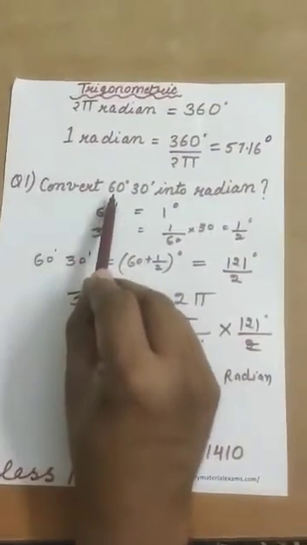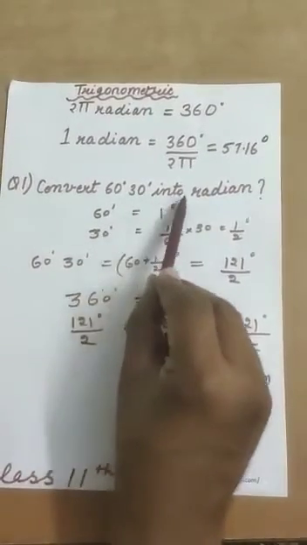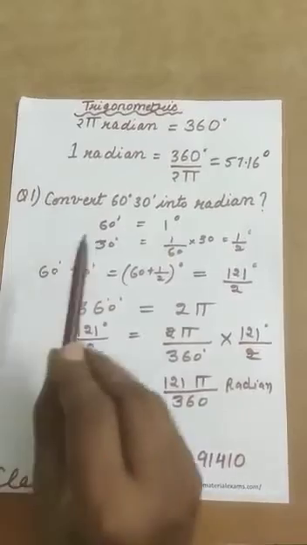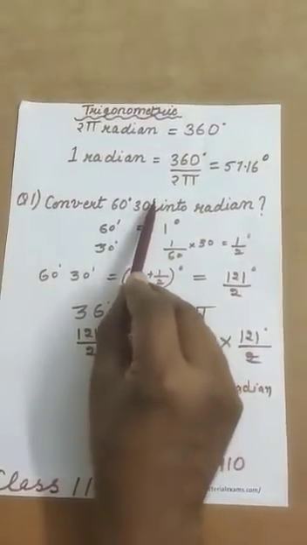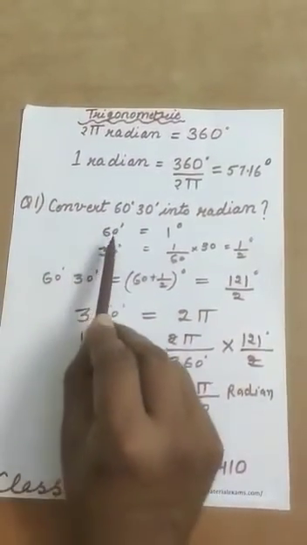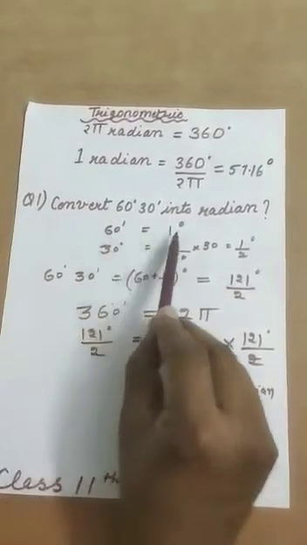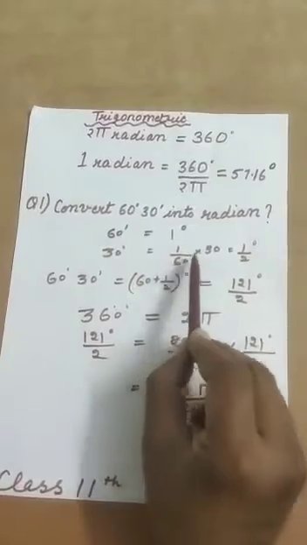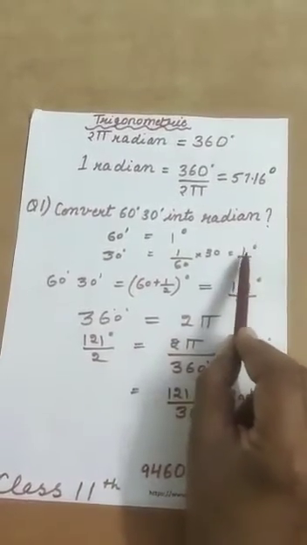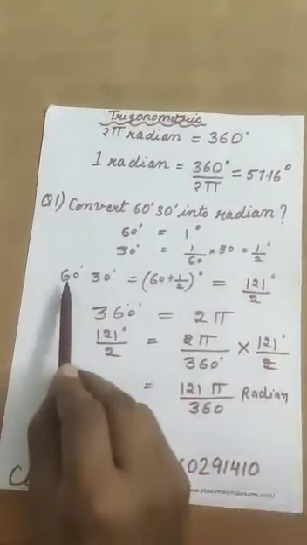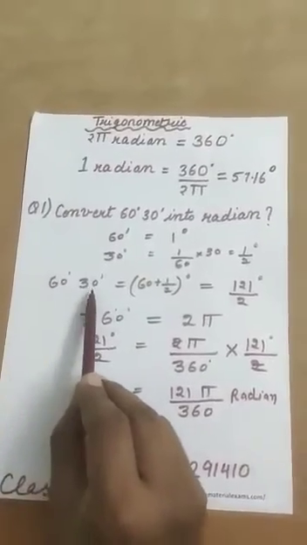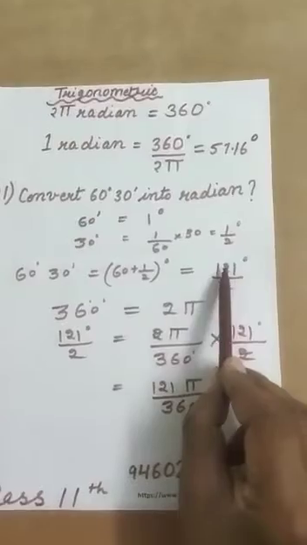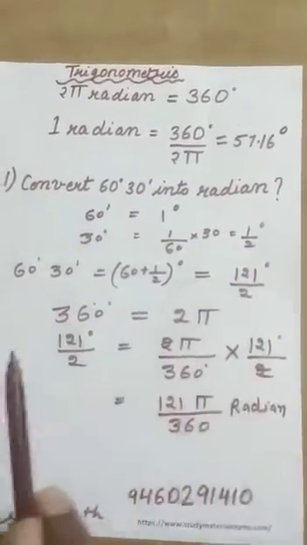Now we will try to solve one question. The question is: convert 60 degree 30 minutes into radian. First, we have to convert the minutes into degree. We know that 60 minutes equals 1 degree. So 30 minutes equals 1 upon 60 into 30, which means 1 by 2 degree. So 60 degree 30 minutes equals 60 plus half degree, which equals 121 by 2 degree.